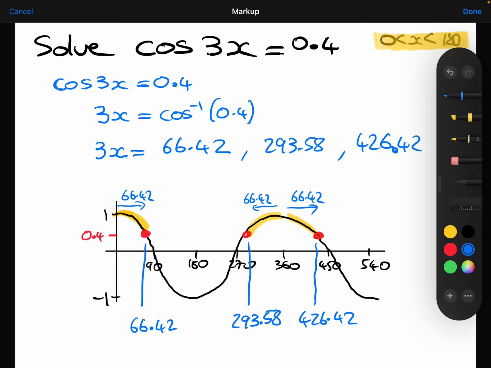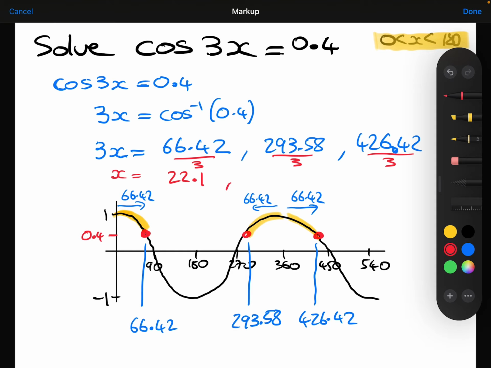It is at this stage now when I am allowed to divide everything by 3. Because I've got all of my answers that I want. I've used the graph, I've got all of the answers I want. So now I'm going to divide everything by 3. So I'll have the 66.42 divided by 3, which gives 22.1 to 1 decimal place.